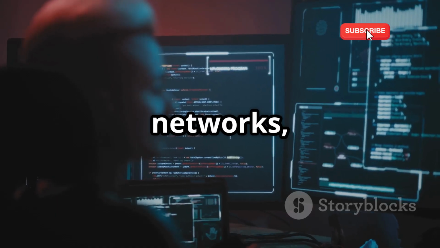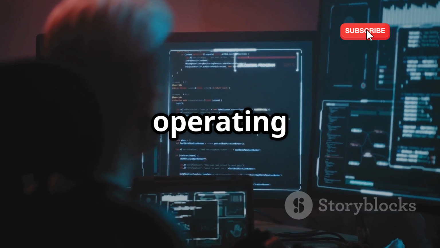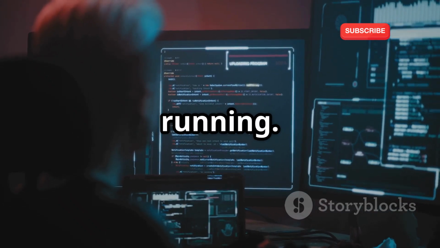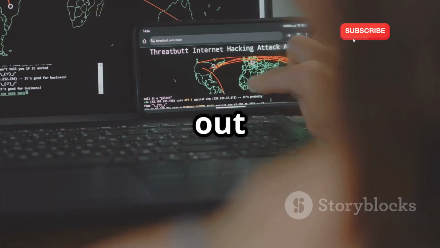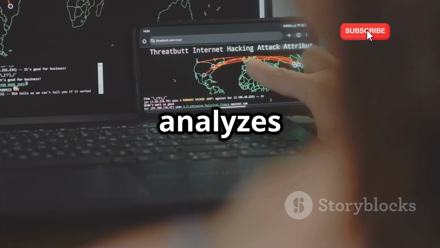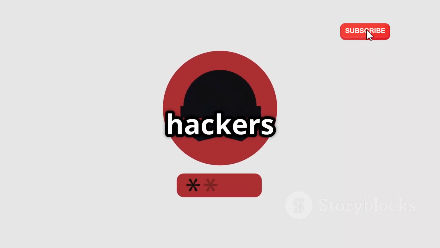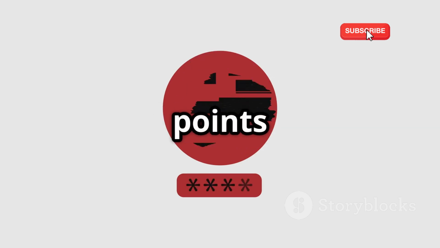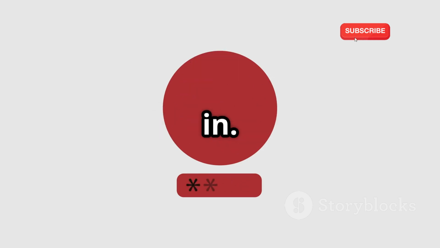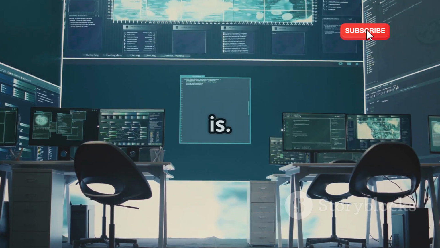It scans networks, identifies connected devices, and even figures out what operating systems and services they're running. It's like having X-ray vision for your network. Nmap sends out special packets of data and analyzes the responses to create a detailed map of the network. This information is crucial for ethical hackers because it helps them understand the attack surface, which is basically all the points where an attacker could potentially get in. The larger the attack surface, the more vulnerable the network is.